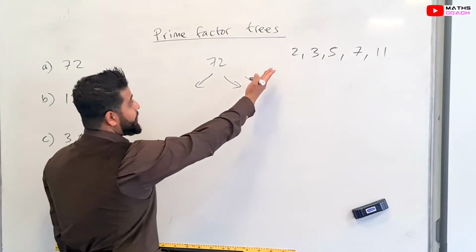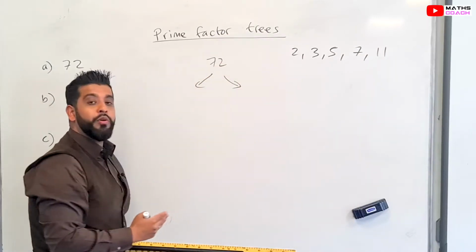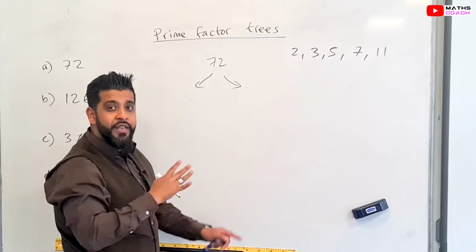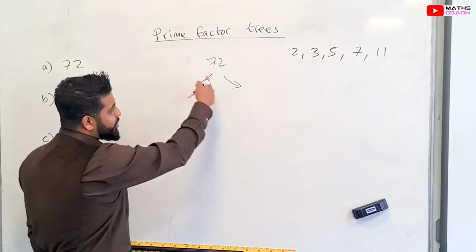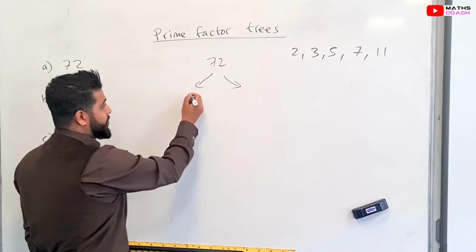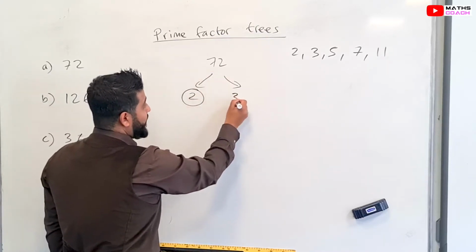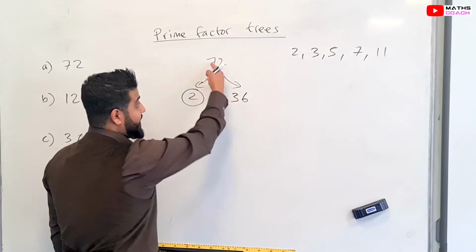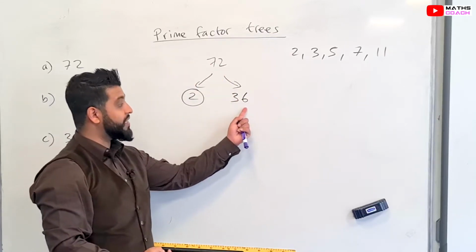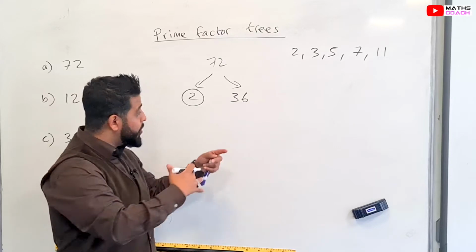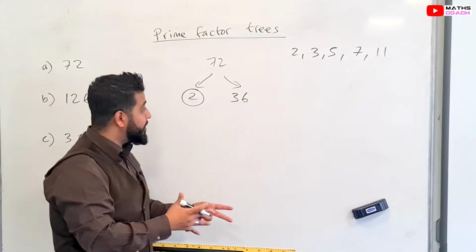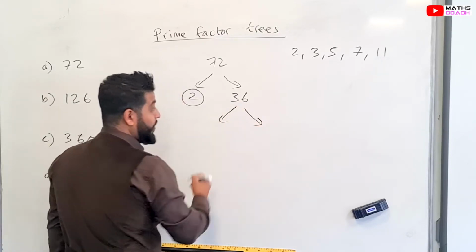So let's try to divide 72 by one of these prime numbers. Usually 2 and 3, they're the most common ones to divide, and 2 divides 72. So we'll put a circle around 2 because it's a prime number, and we get 36. So 2 times 36 gives us 72. Now because 36 isn't a prime number, and we will only stop when we have a prime number, we continue this process with 36 now.